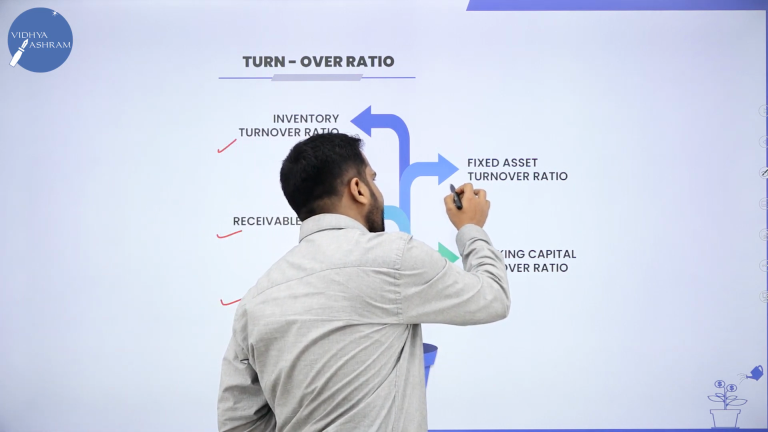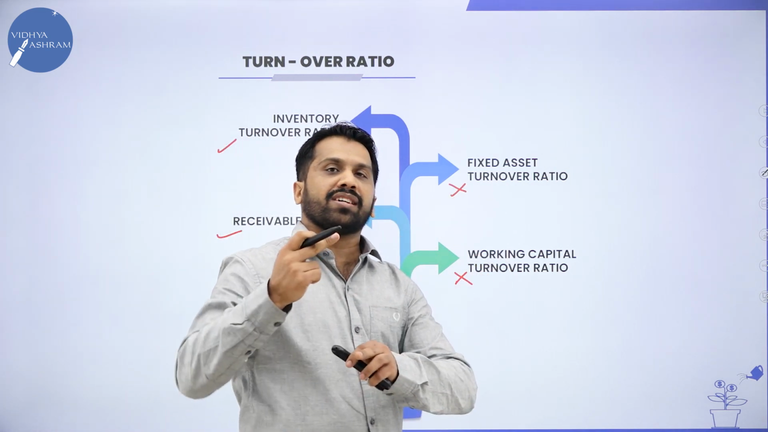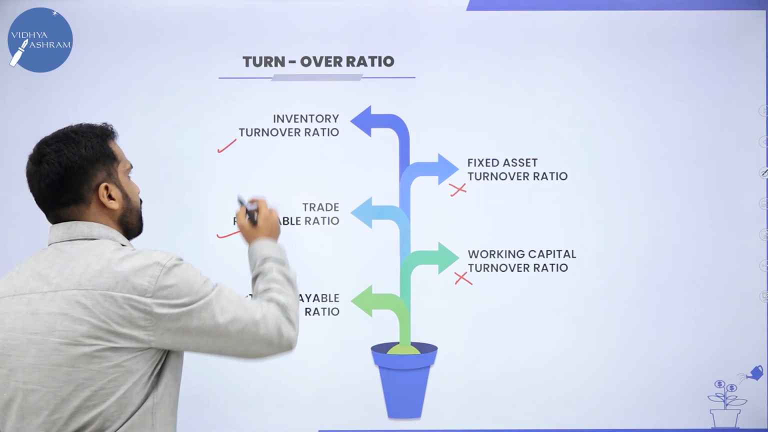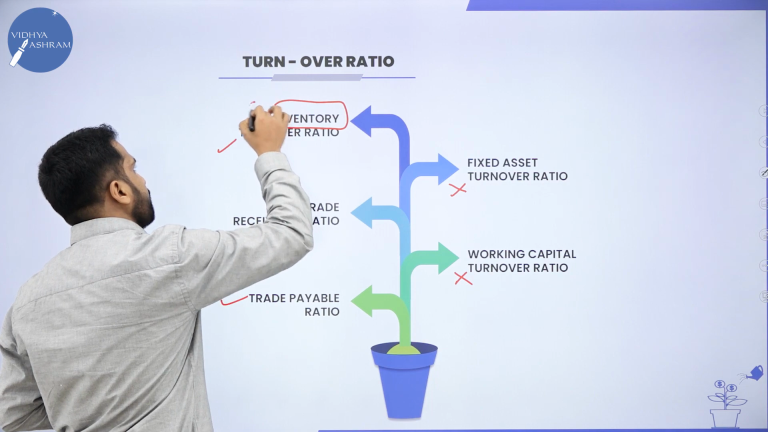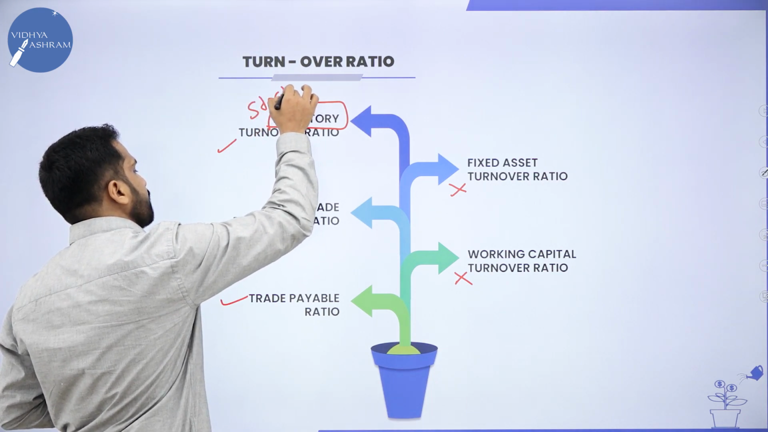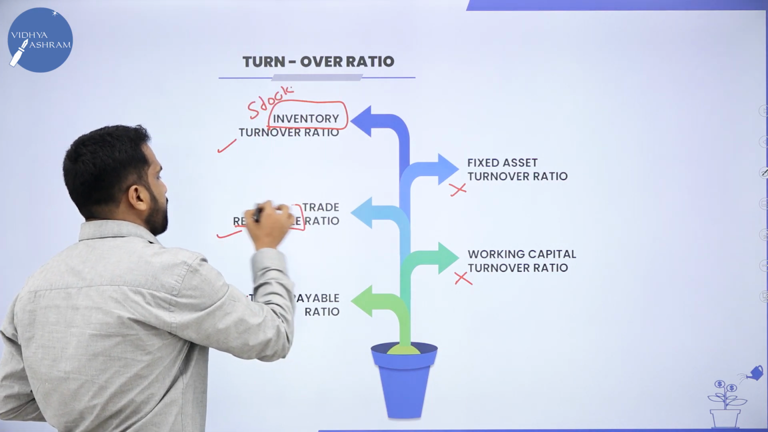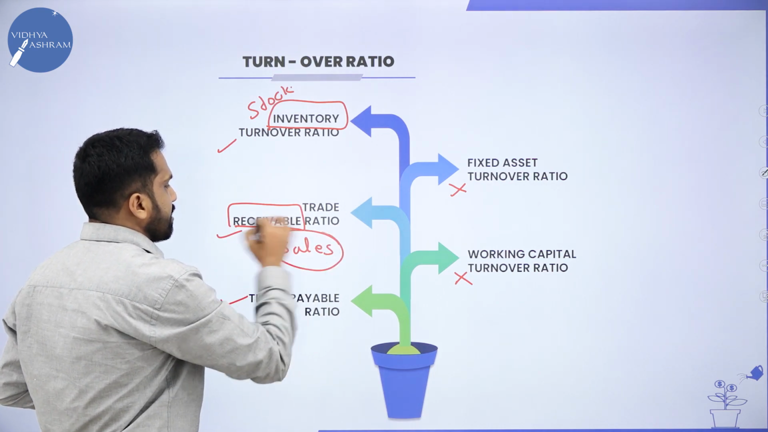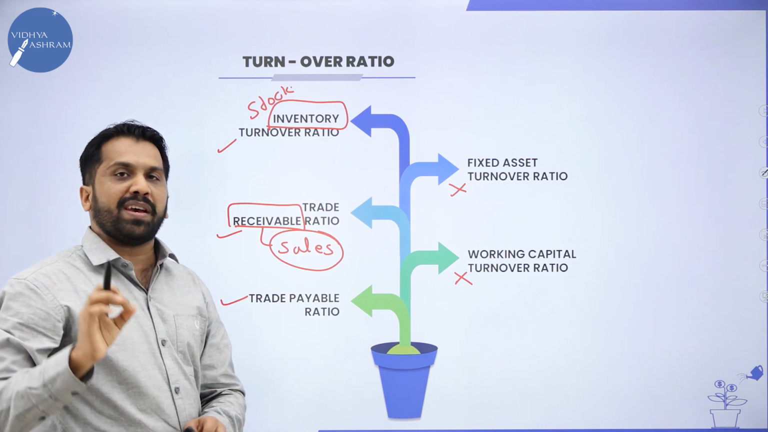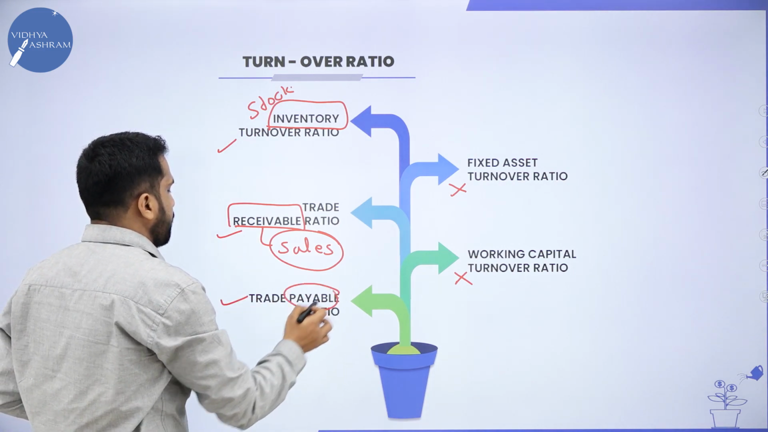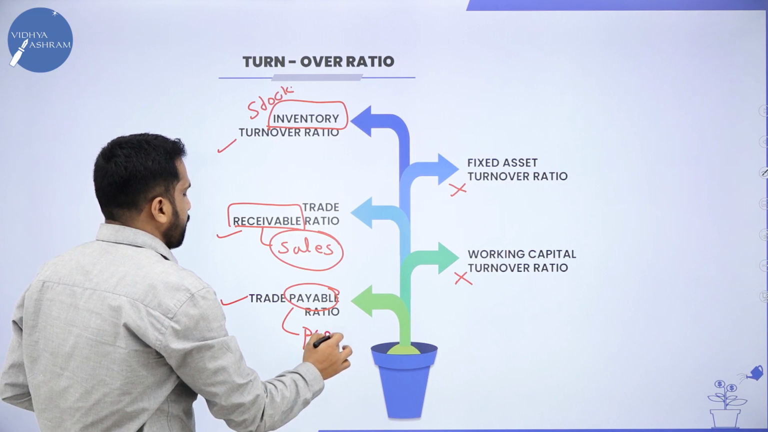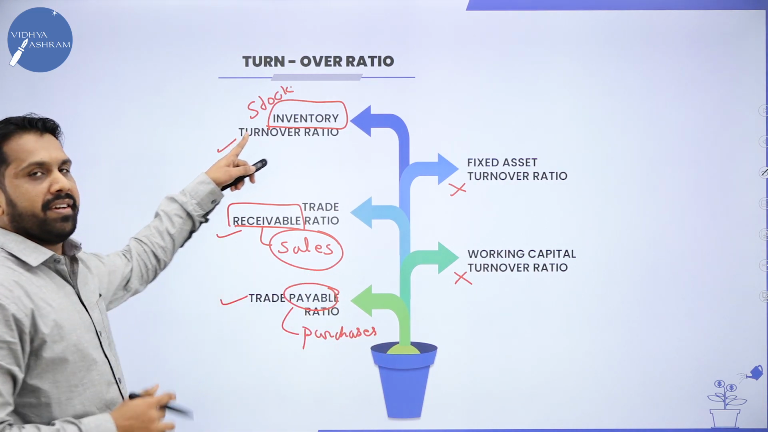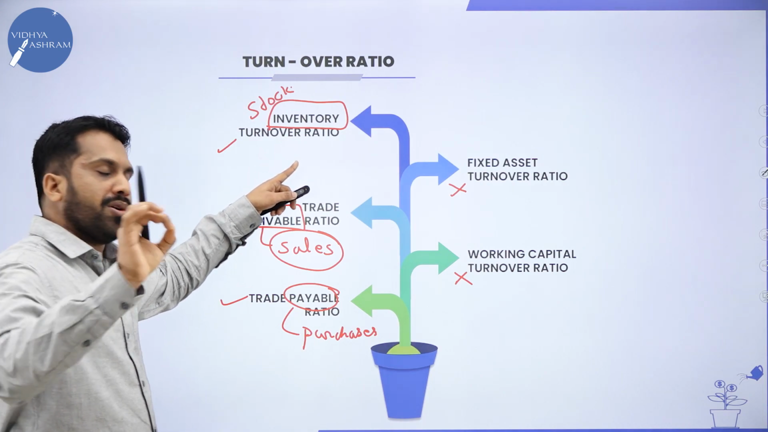These 2 we will discuss in the next session. Now, inventory turnover. Inventory means, always remember, inventory means stock. Trade receivable. Receivable, always remember, this is your sales. Trade payable. Payable, you remember, this is all about your purchases. Now, what is inventory? Ratio on stocks.